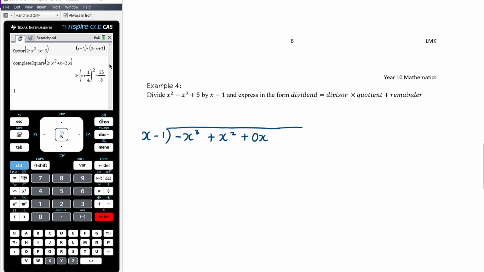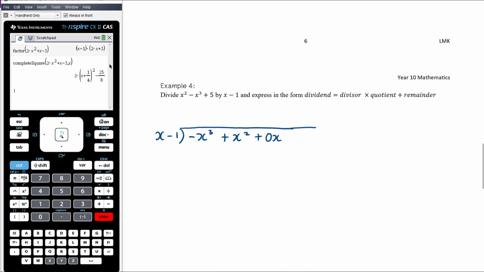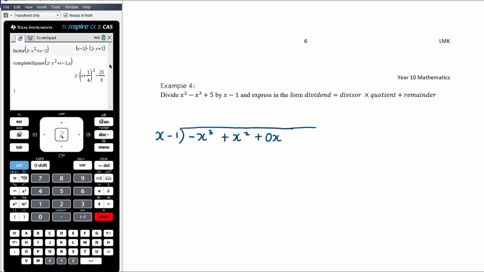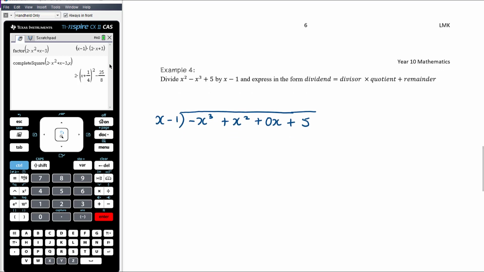So it is still about making sure that if it's a degree 3 polynomial, the dividend, there should be a column for the powers of 3, a column for the powers of 2, a column for the x terms, and a column for the constants. Okay? And if any of those are missing, then you include a 0. And I like to include a 0x so I can keep track of those like terms. And then our constant is plus 5.